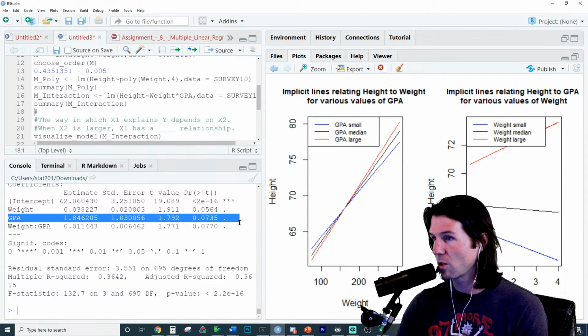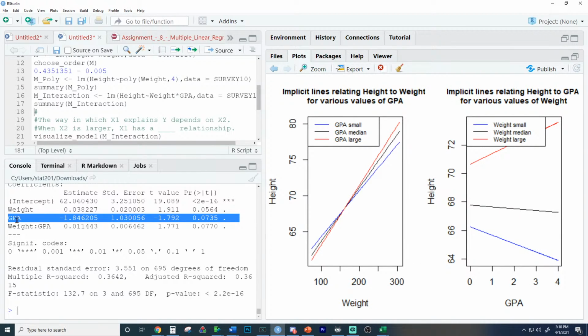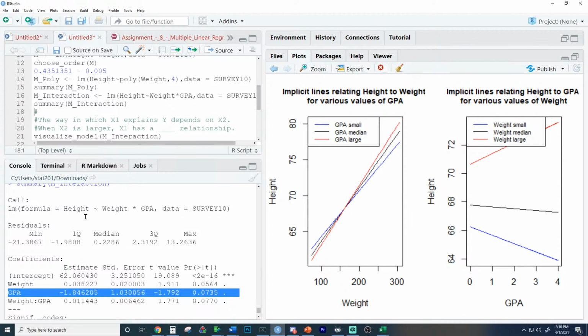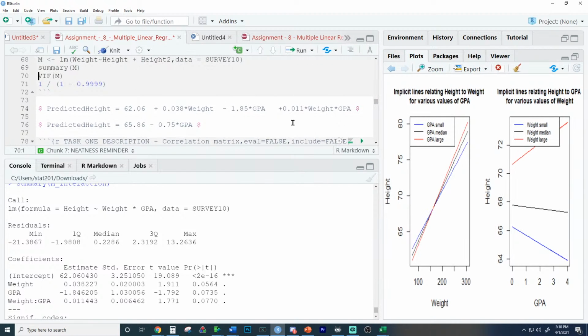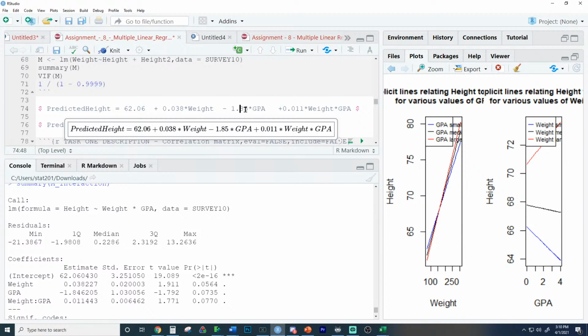Is this starting to make sense here, Ryan? Like the way in which GPA explains height, because height is the y variable, the way in which GPA explains height depends on the value of weight. And what we're doing here is we're plugging in values of weight. We have this over here on the other assignment where we can plug in the values. Here's the equation written out.